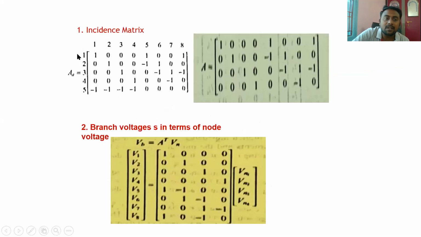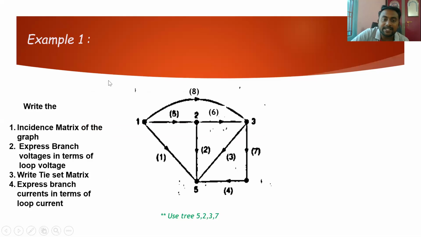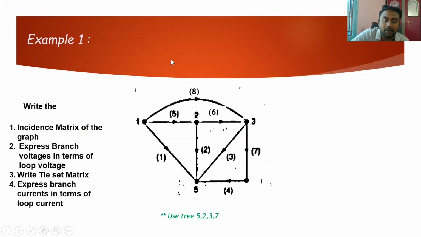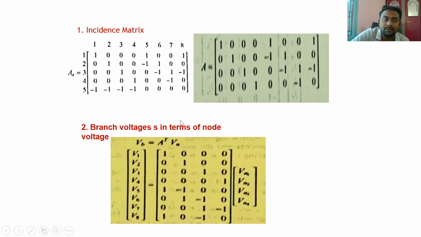For the first matrix, the incident matrix A, I am writing for the first node. The associated branches are 1, 5, 8. So 1 is outwards, 5 is outwards, 8 is outwards, all outwards, so for 1, 5, 8 I am placing positive ones. For node 2, 5, 6, 2 are the associated branches. 5 is incoming, 6 is outgoing, 2 is outgoing. So 2 is outgoing plus 1, 5 is incoming minus 1, 6 is outgoing plus 1.